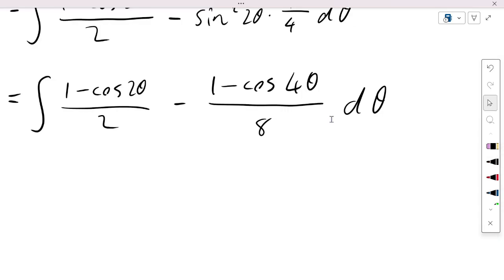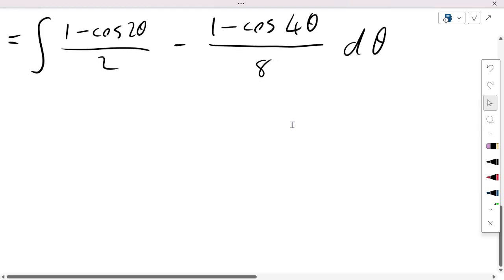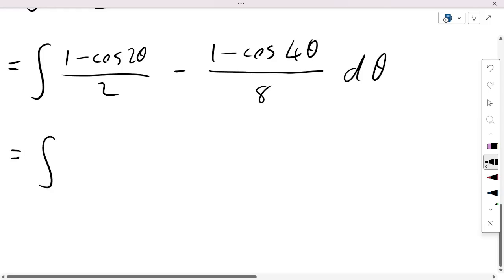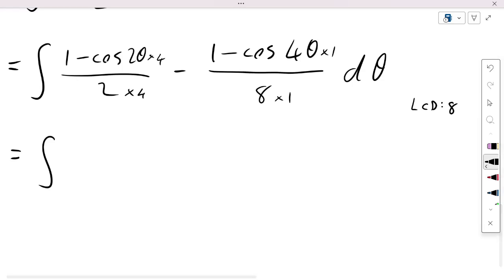So our next step now is to put it into one fraction. Okay, so let's make it into one fraction so we can do the following. We're going to say this is equal to the integral of, because the lowest common denominator is 8, so LCD is 8. We need to just multiply this by 4 and also the top by 4, right? And then we just multiply this by 1 because, once again, this is 8, so we don't really need to change anything. Okay, because it's our LCD rules. We should remember this from primary school.